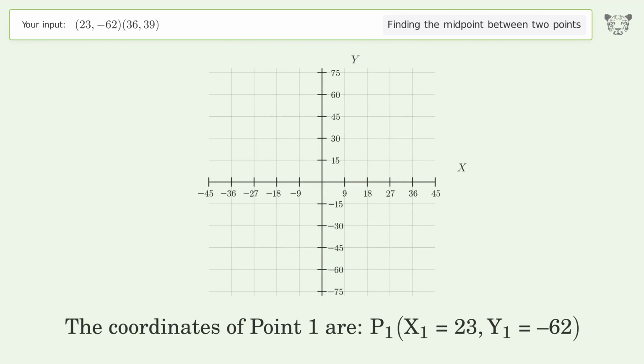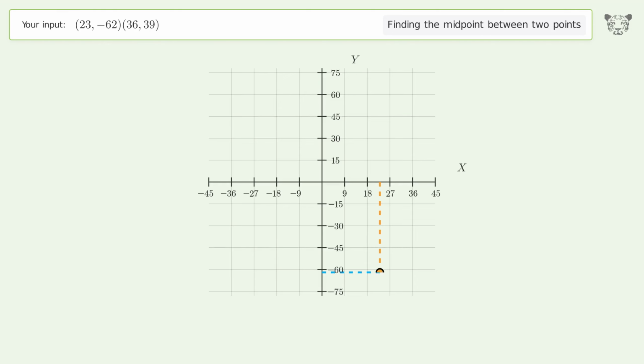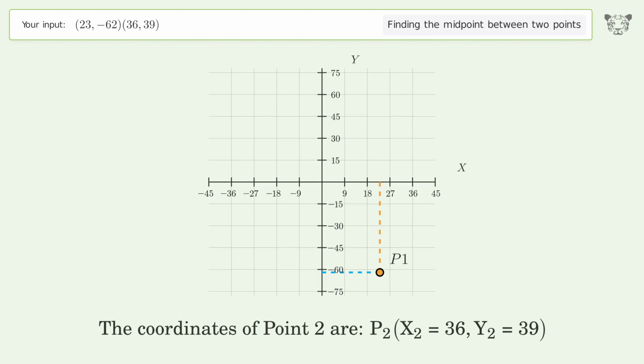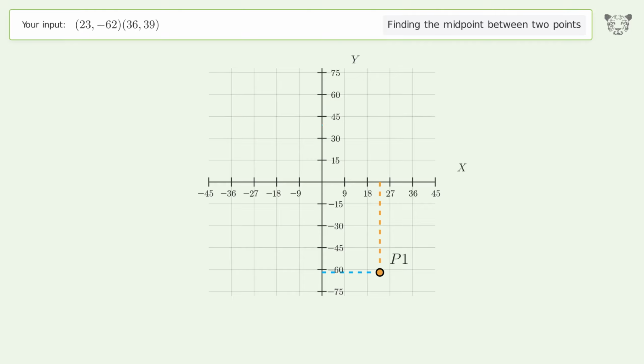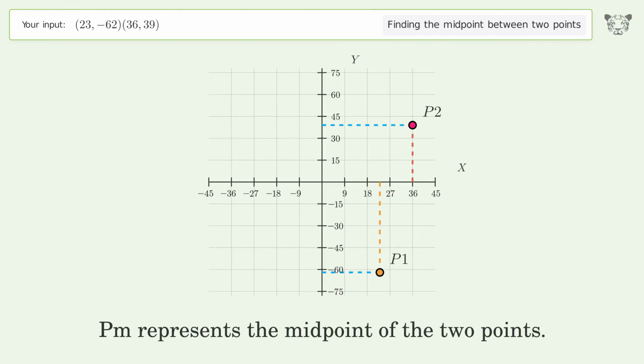The coordinates of point 1 are, x1 equals 23, y1 equals negative 62. The coordinates of point 2 are, x2 equals 36, y2 equals 39. PM represents the midpoint of the 2 points.